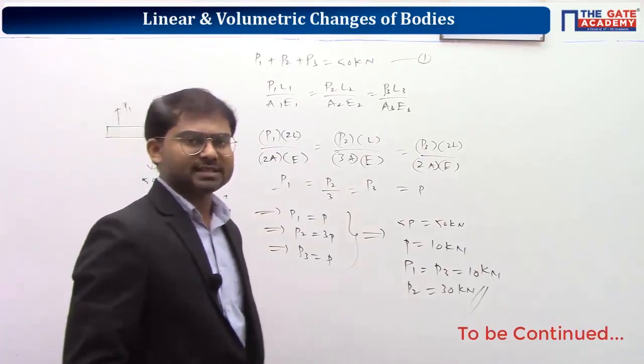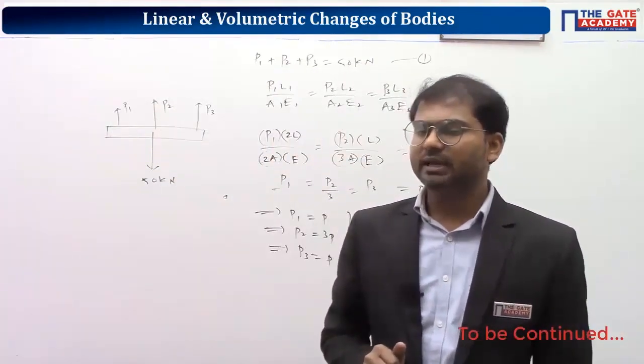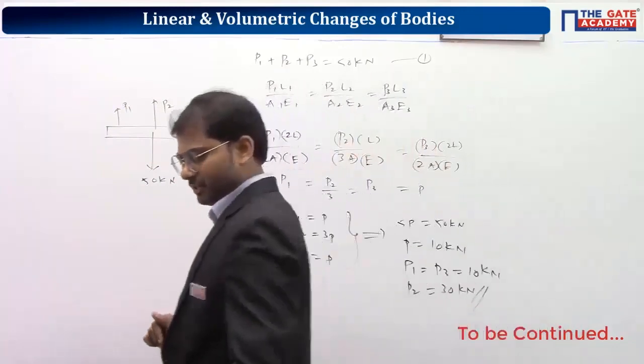We are done with this second branch of the whole flow chart. Now we are entering into the third branch, that is linear changes in single bars due to temperature change. Kindly put the title.